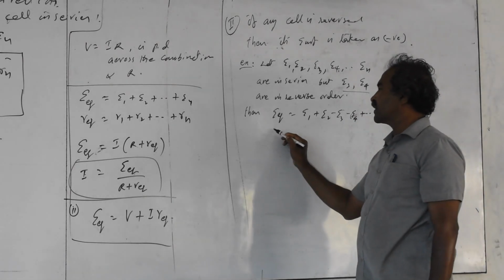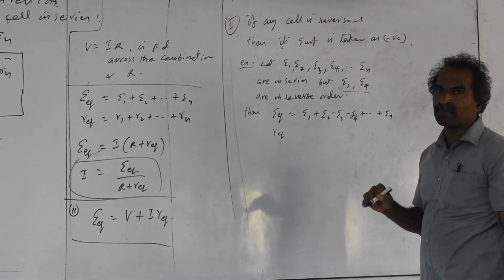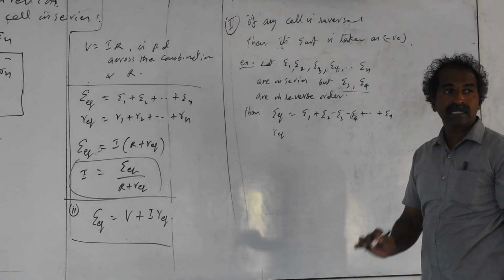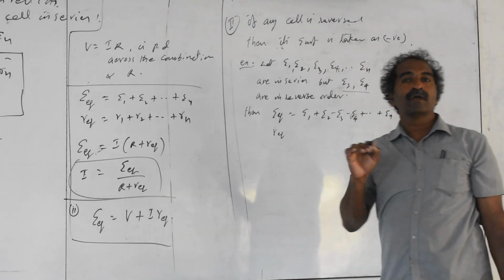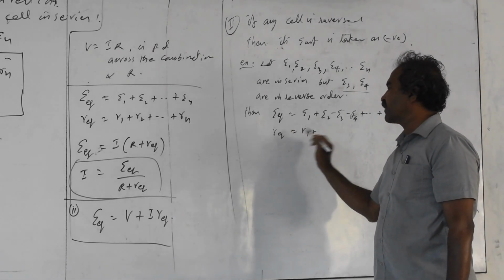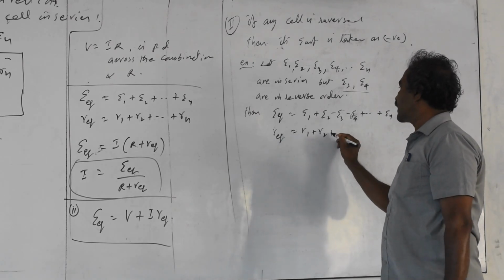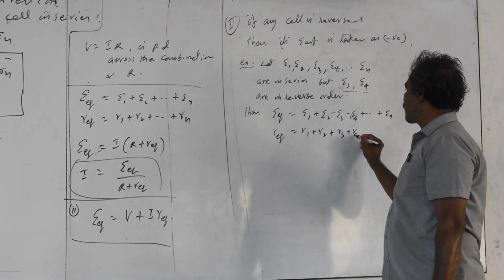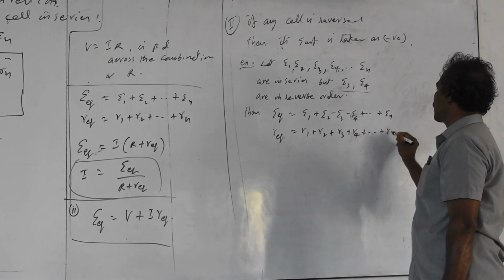But for R equivalent, the resistance of the cells, even if a cell is reversed, only EMF has a plus or minus sign, not the resistance. Resistance does not have a plus or minus sign. So R equivalent is the total addition, don't take minus for the resistances. R equivalent is equal to R1 plus R2 plus R3 plus R4, also plus for R3 and R4, and so on plus Rn.